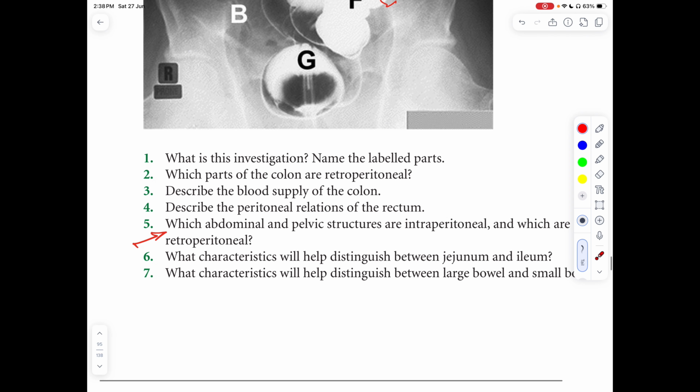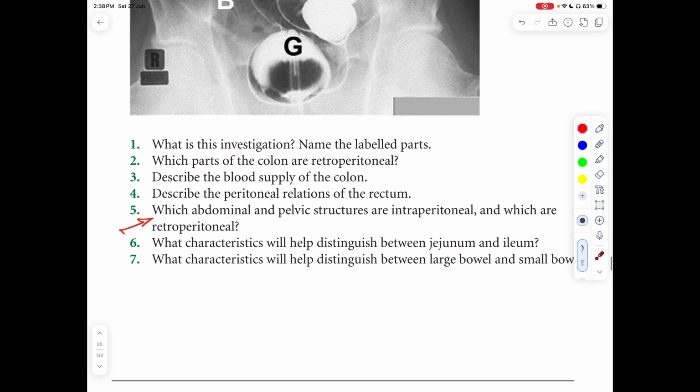What characteristics help to distinguish jejunum and ileum? Jejunum is darker in color and thicker, and has more vascularity and long vasa recta, less fat.